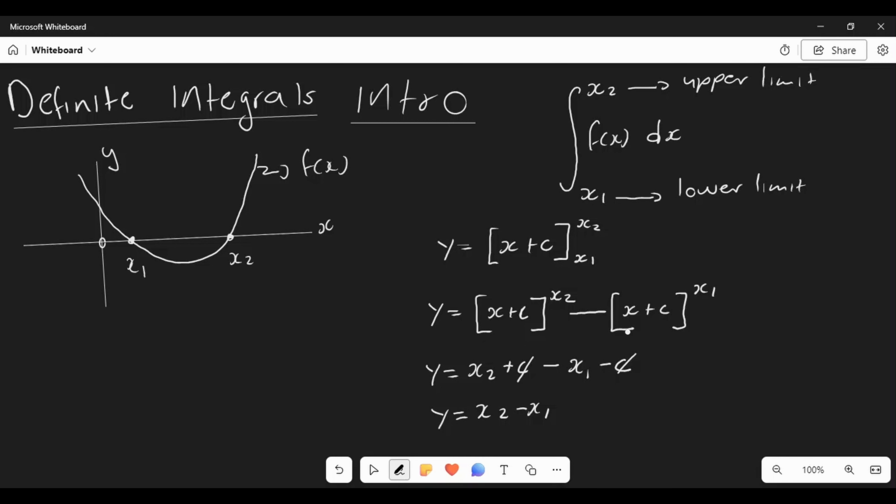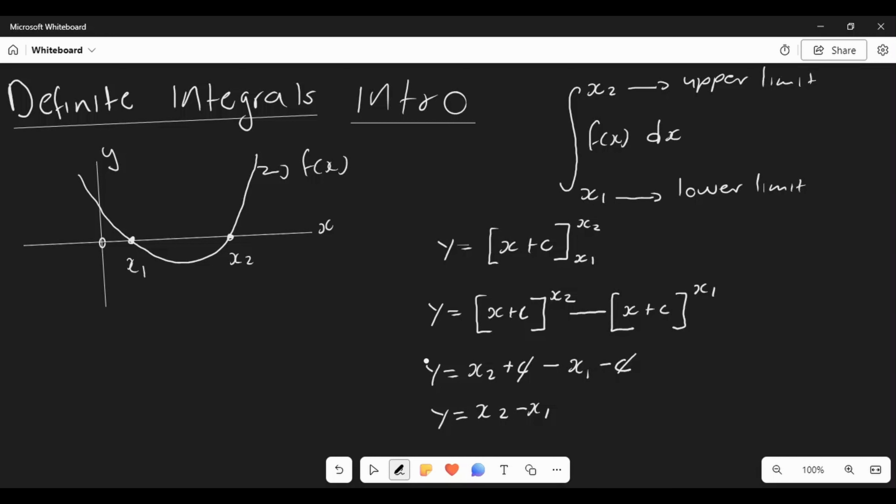Now, most of the time people get confused here. They swap the upper limit and the lower limit. Guys, the upper limit is always the one that is being subtracted by the lower limit. Always, guys, always, right? This also explains why we don't have a constant. We don't have a constant because the constants subtract each other, c minus c, so you're going to have 0. Hence, you're left with x2 and x1.